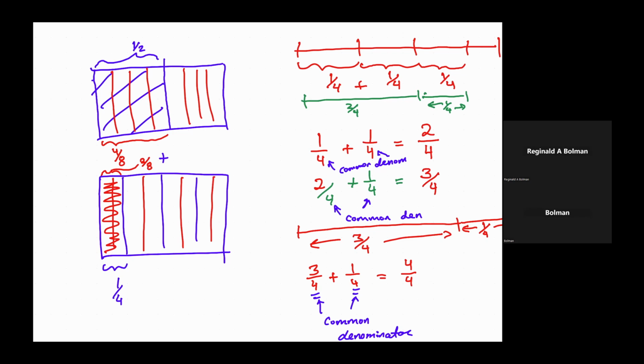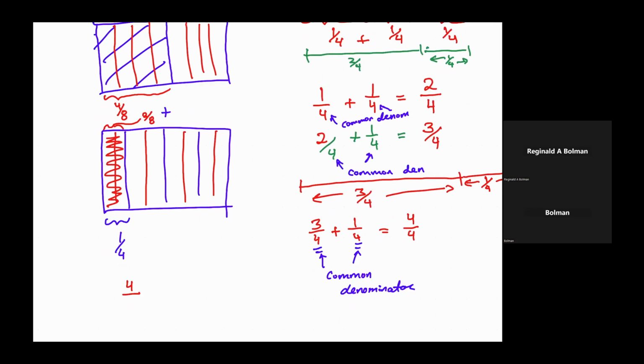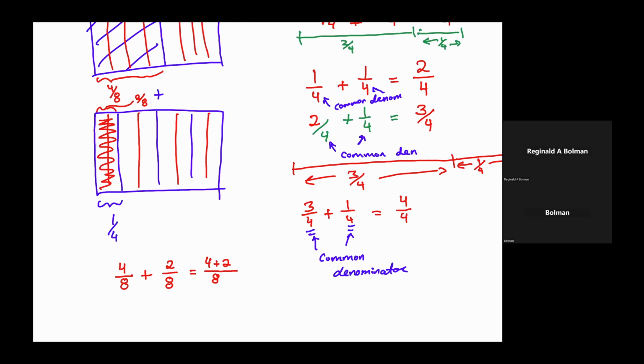Okay, so then we now have a new problem. 4/8 plus 2/8. What would that be equal to? Well, what we know is we need to just stack the pieces of our candy bar in a pile. So we have 4 pieces and 2 pieces of a candy bar sliced 8 ways. And of course, that naturally gives us a candy bar that is 6 pieces from 8.